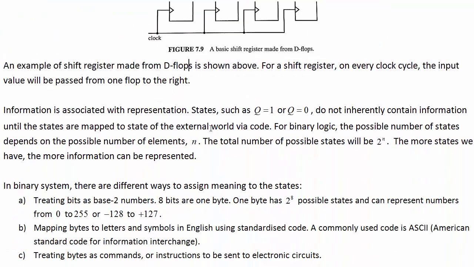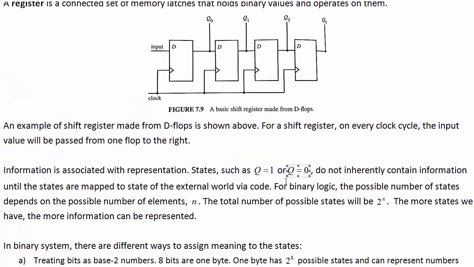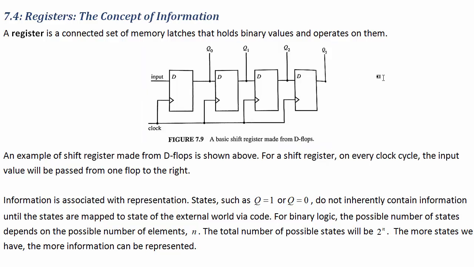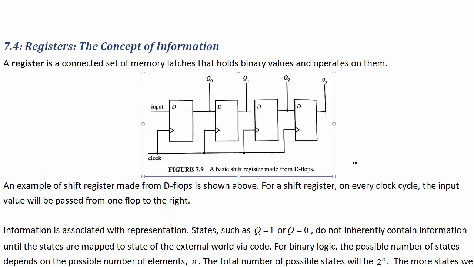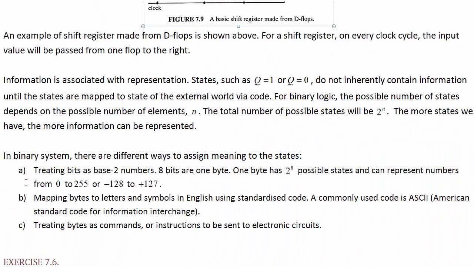Okay, information is associated with representation. States like Q equals 1 or Q equals 0 from a flip-flop don't inherently contain information until you map them to some state of the external world via code. So you have to use code to read what these values are and use it to make some kind of an understanding of the external world. There are a lot of different ways you can do this to map information to the external world, or vice versa.